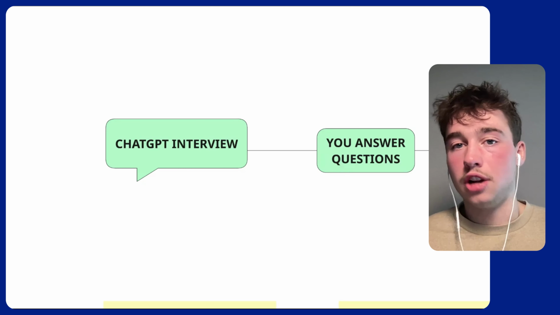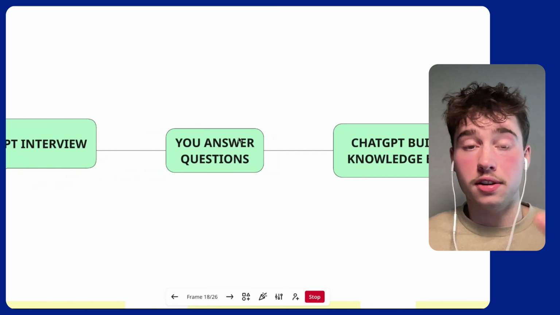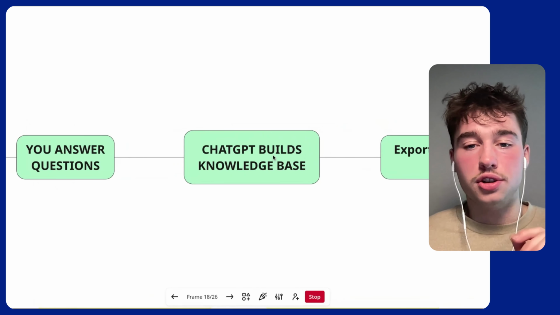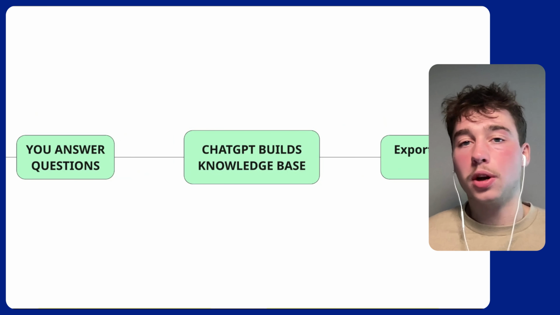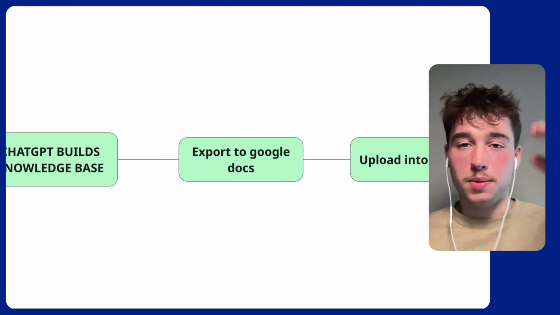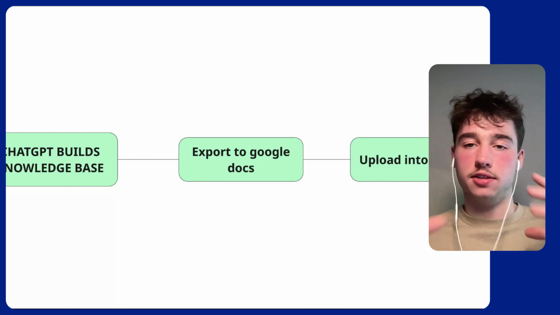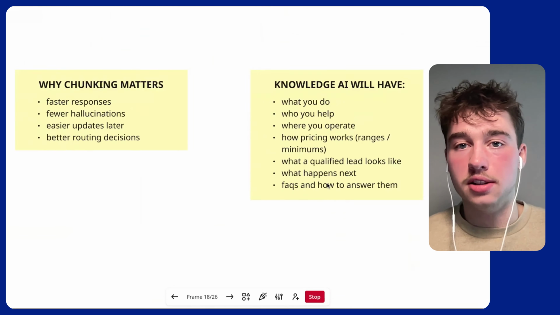But you're going to basically have ChatGPT interview you about your business and how it works, your warranty, and just everything. And then you're going to answer some questions, and then ChatGPT is going to be able to build that knowledge base, or Claude. I would recommend using Claude in this situation. Then you're going to export it into Google Docs, and it's going to be chunked so that you're not using a lot of tokens. That's where it gets more into the technical jargon. And then you're going to upload it into the agent.